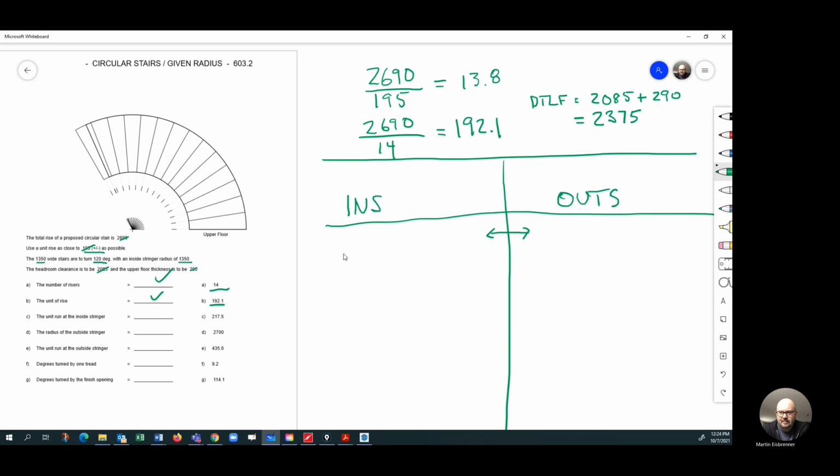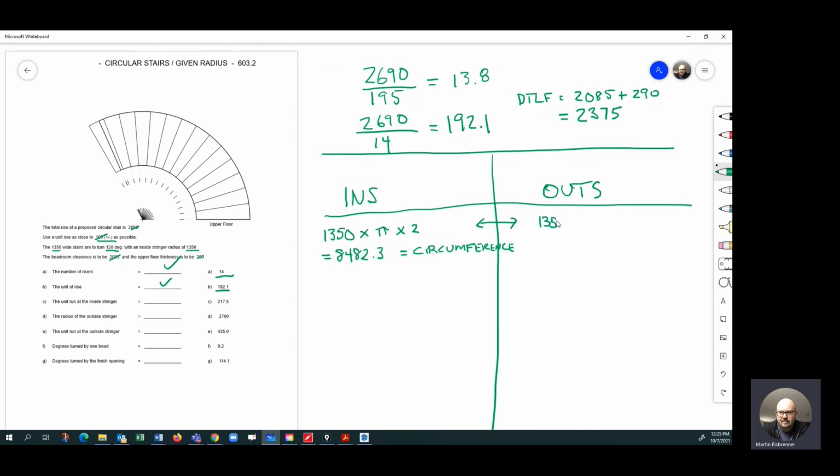Yeah, so take the inside stringer radius, 1350, times pi times 2. And I'm getting 8482.3. Okay, and so add 1350 plus 1350 is 2700 times pi times 2 for the other side. Or do you work down one side and then work down the other? Yeah, it doesn't matter actually. Probably easier for us just to stick to one side for now.